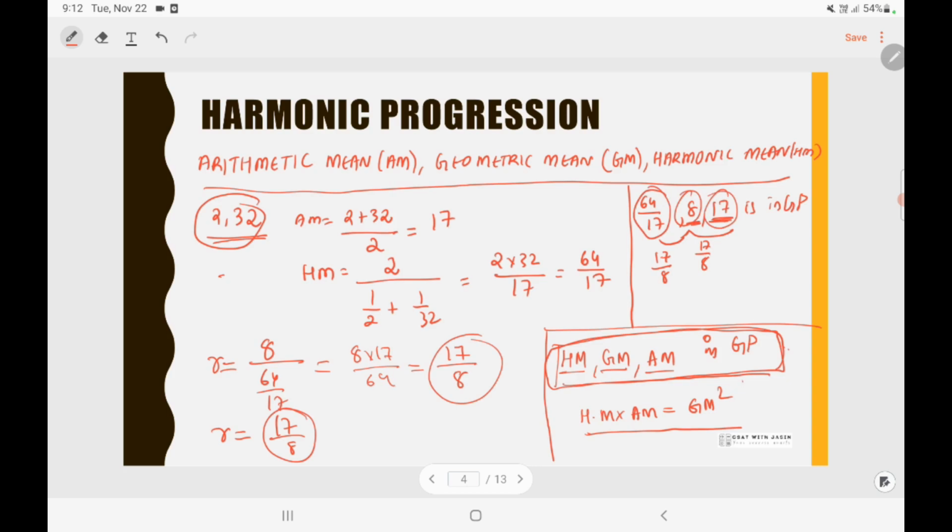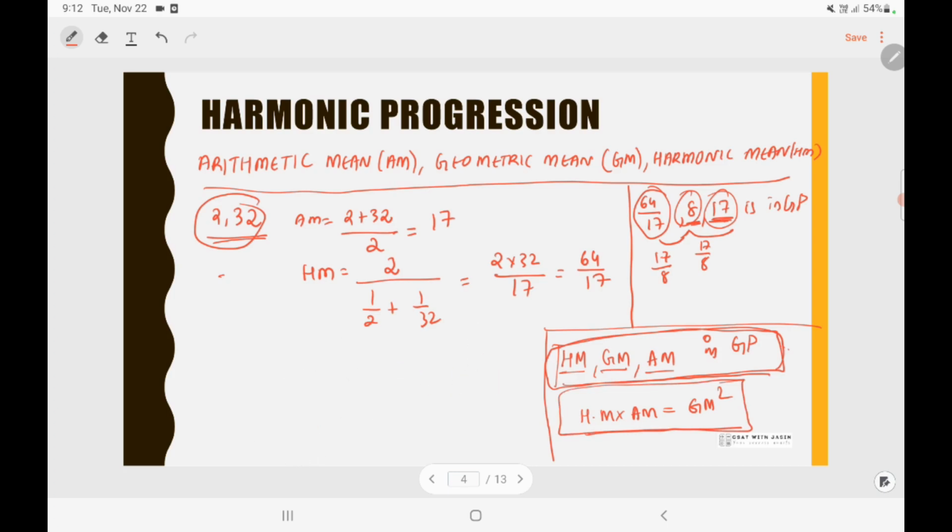Also we can check whether this is correct or not. Harmonic mean into arithmetic mean: harmonic mean is 64 by 17 into arithmetic mean 17. You will get 64, which is equal to 8 square, and we got geometric mean as 8. So these two things are true for any two numbers. Okay.